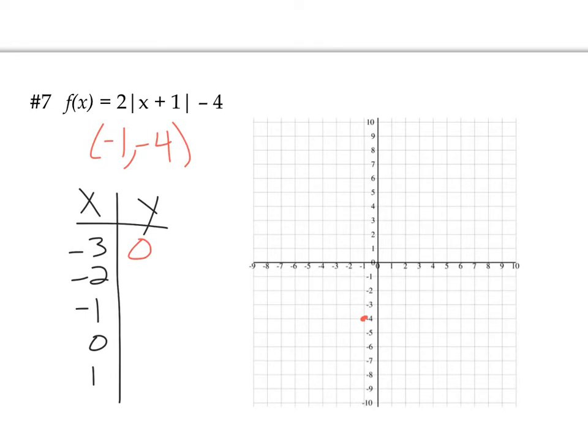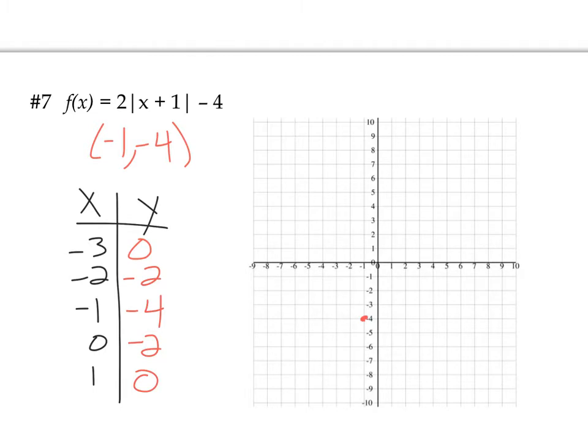When I plug in -2 into my equation, jumping ahead to that one now, -2 plus 1 is -1. Absolute value is +1. Then times 2 is 2. Minus 4 is -2. I get -2. I already have -1 and -4. And when I plug in 0, I'll also get -2. I plug in 1, I'll get 0. Okay, so you can try those, make sure you're able to get those values.